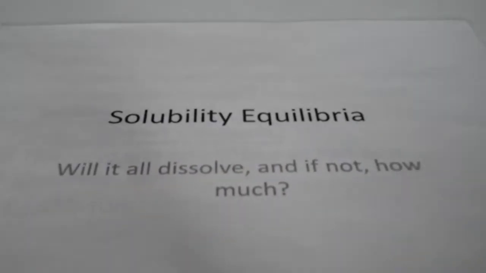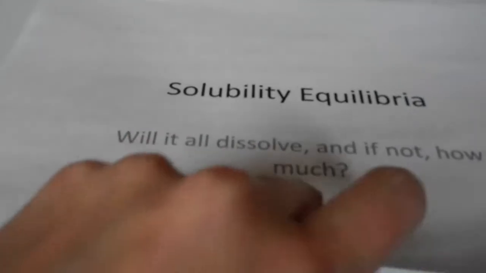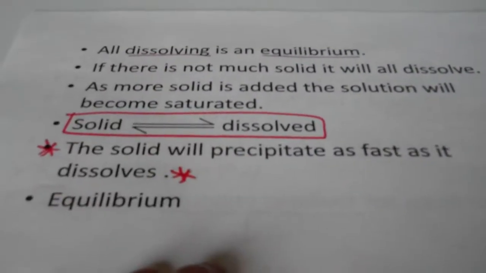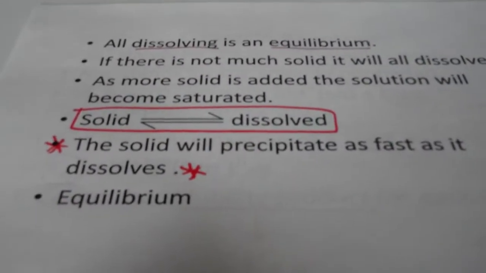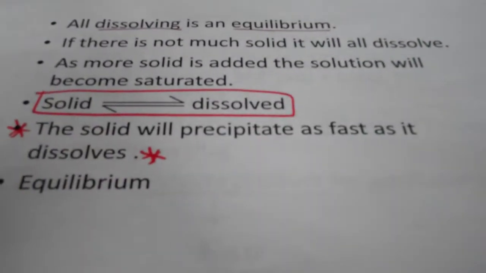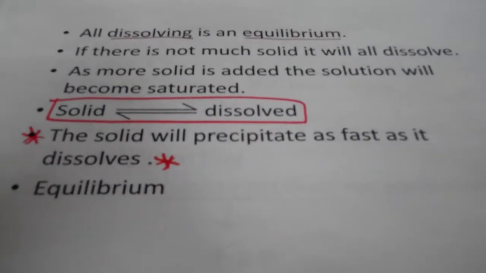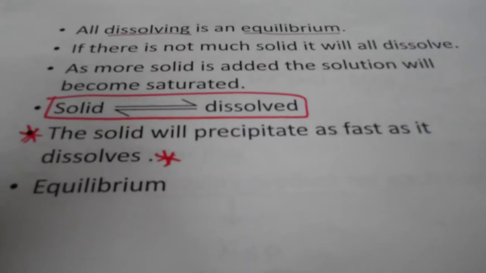All right, our next section is going to be about solubility equilibrium. Will it dissolve? And if not, how much of it will dissolve? So all things that are dissolving are in an equilibrium. If there is not as much solid, it will all dissolve. As you add more and more solid to the solution, it will become saturated. Eventually it becomes so saturated that some solid will go to the bottom.